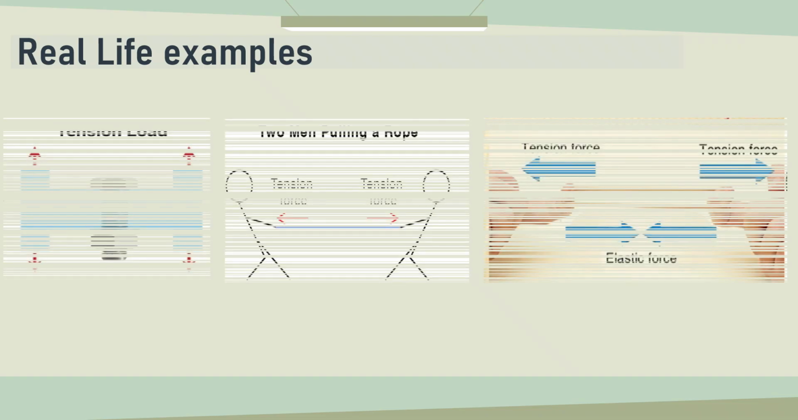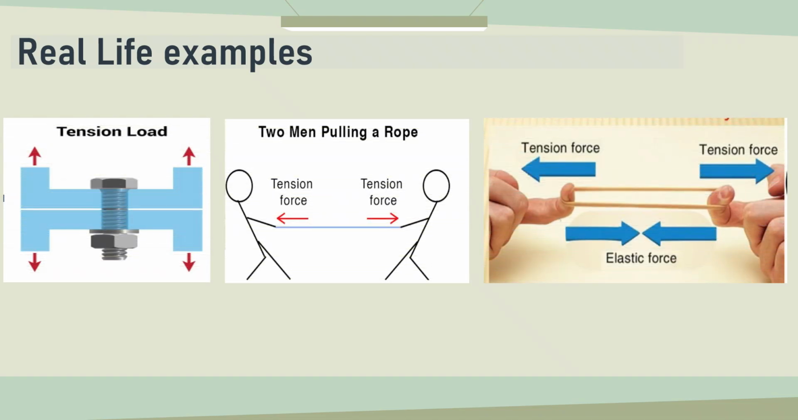Let us see a few examples of tension load and the tensile stress. Tensile stress occurs in many real-life and engineering applications, such as connecting bolts, which are in tension when the pull force is applied, and others like hanging cables, crane wires, tie rods, and aircraft structural members subjected to pulling forces.